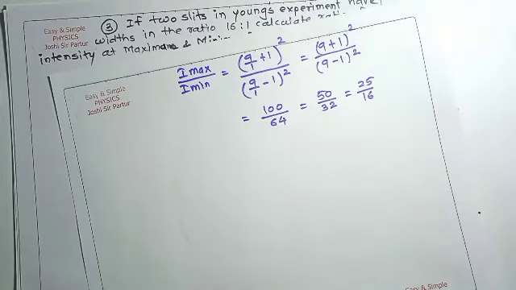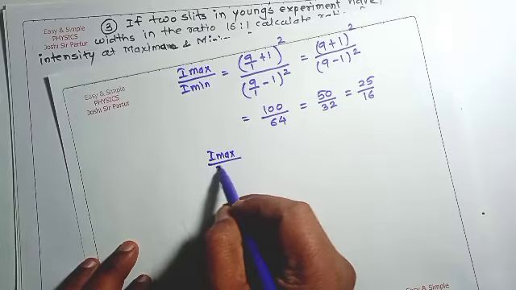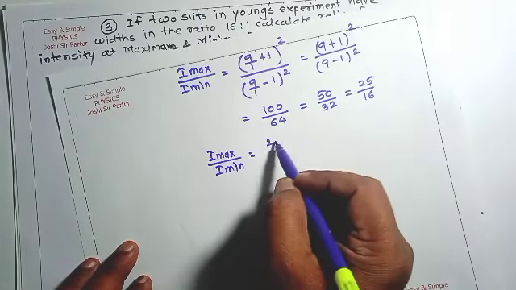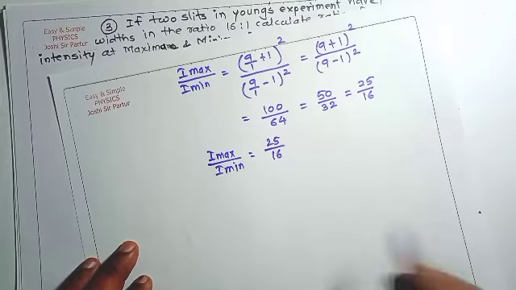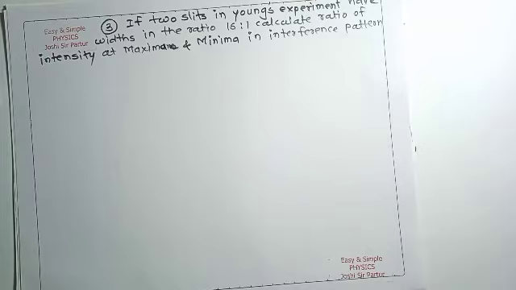That is the ratio of maximum intensity to minimum intensity. When the ratio of intensities is 81 is to 1, then the ratio of maximum intensity to minimum intensity will be 25 divided by 16. That is the required answer for the given example.